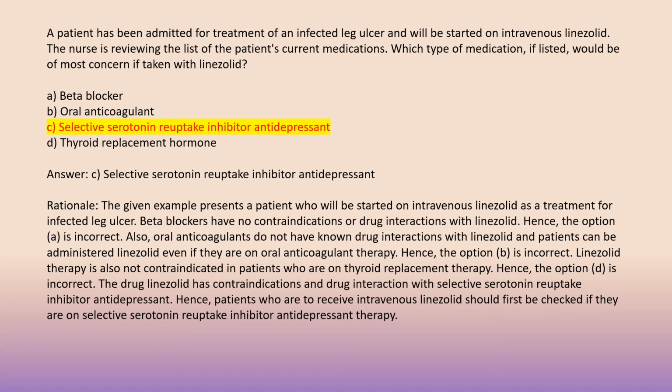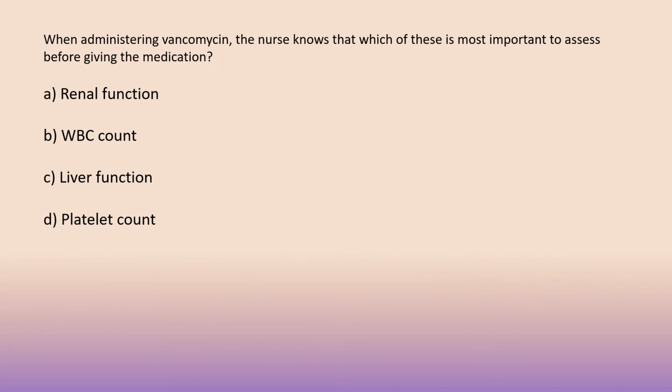The drug Linezolid has contraindications and drug interaction with selective serotonin reuptake inhibitor antidepressant. Hence, patients who are to receive intravenous Linezolid should first be checked if they are on selective serotonin reuptake inhibitor antidepressant therapy. When administering vancomycin, the nurse knows that which of these is most important to assess before giving the medication? A. Renal function. B. WBC count. C. Liver function. D. Platelet count.